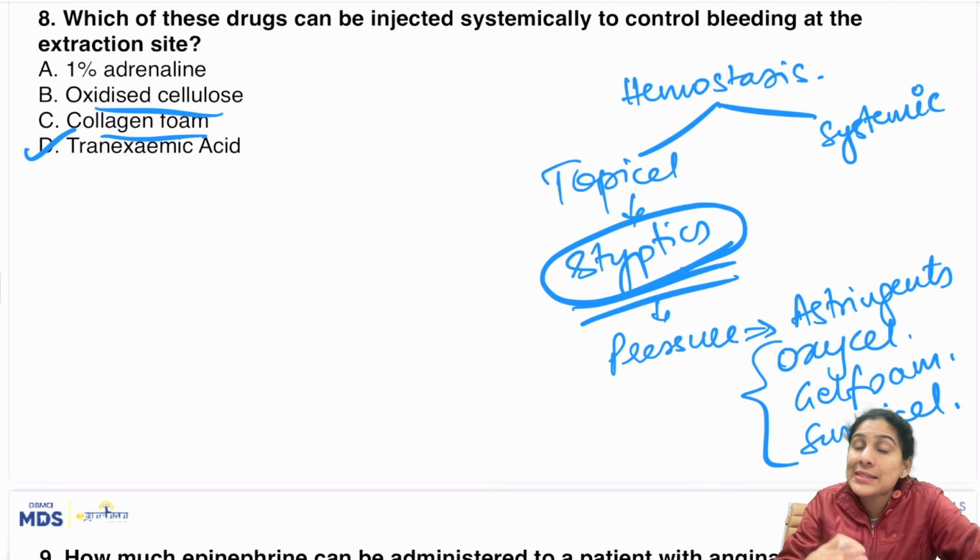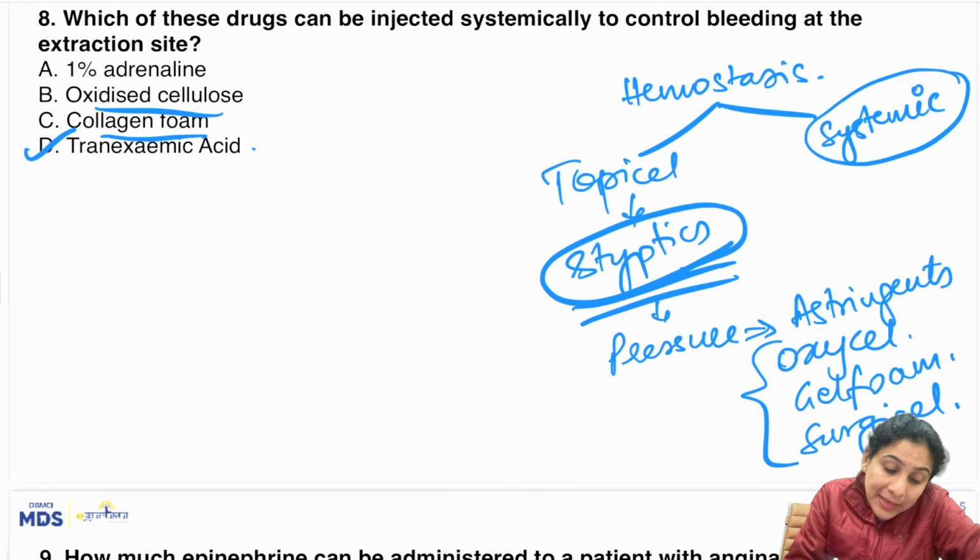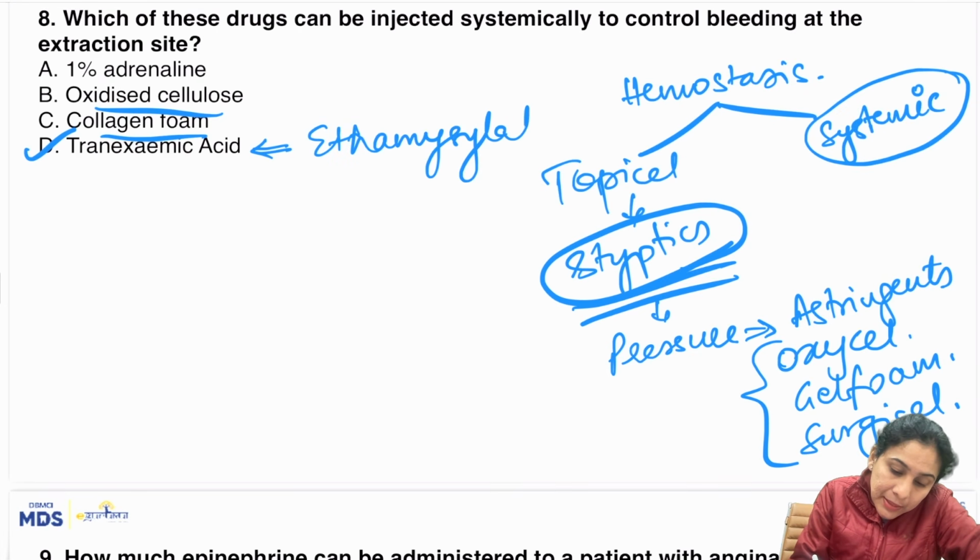Whereas some agents are systemic. You can give them IV, like tranexamic acid, like ethamsylate, like aminocaproic acid. These are all systemic agents.